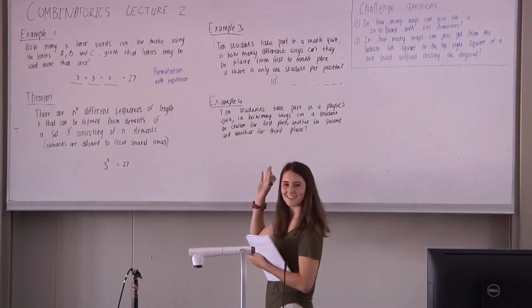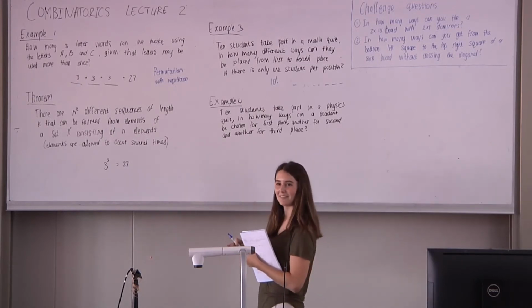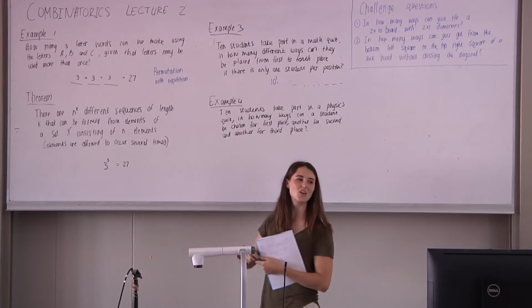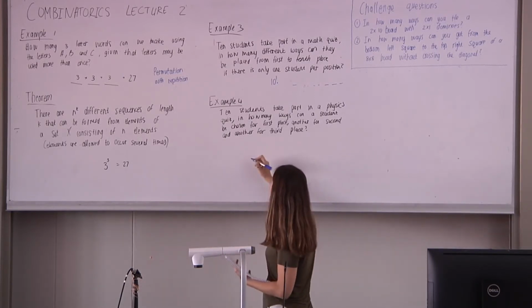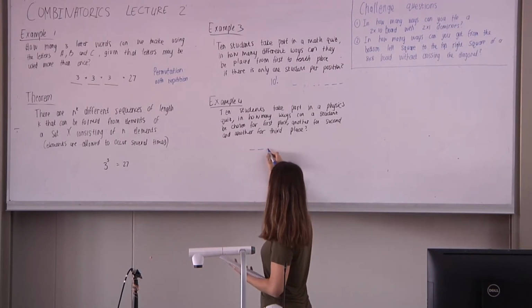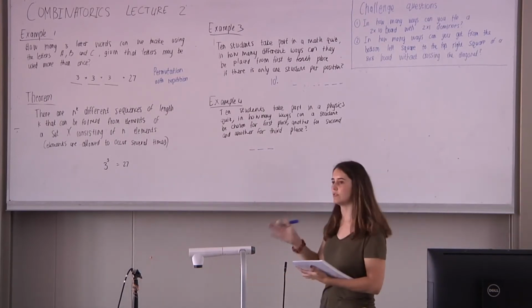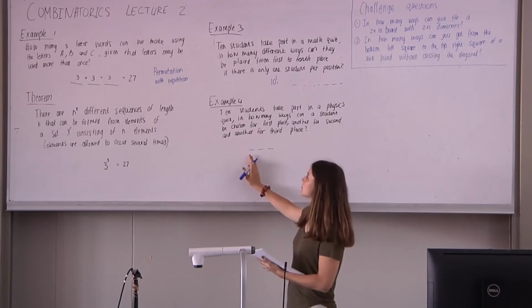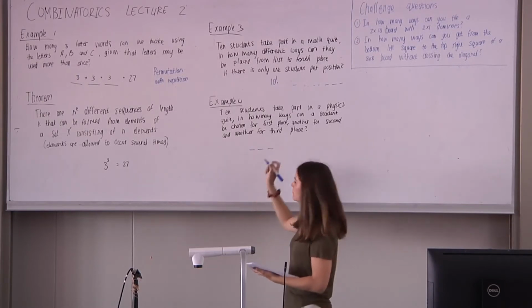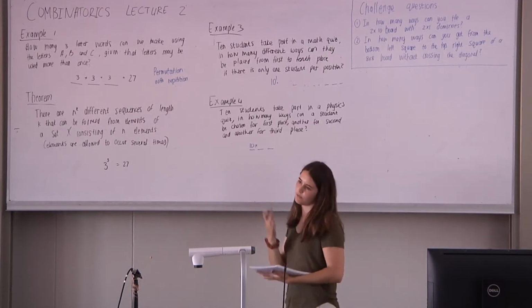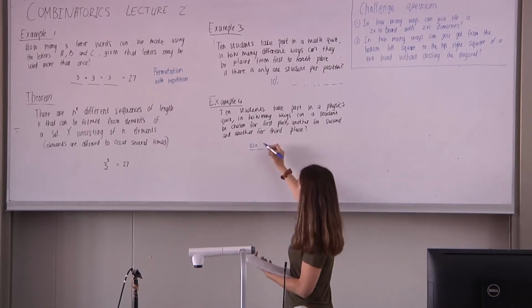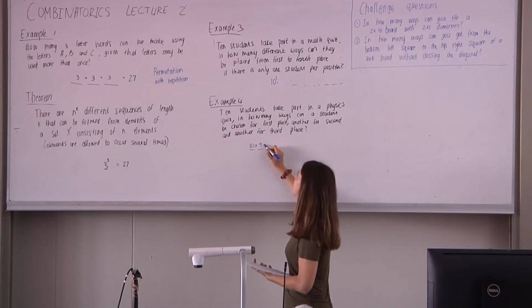Have you figured out the challenge question yet? Anyone? John? Close. Oh, great, we've got someone attempting. So the thing here is you have 3 positions again, because we only care about first, second, third. In the first position, there are 10 students that could be first, so you have 10 options. In the second position, one student is already out of the game, so you only have 9, and then 8.